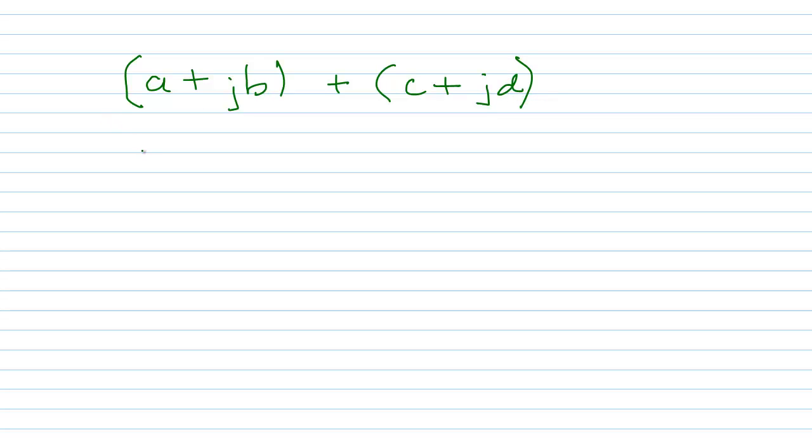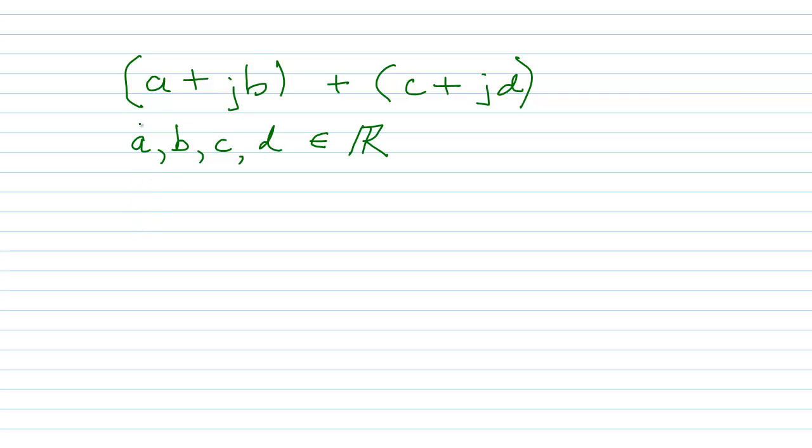Now in this case, A, B, C, and D are all elements of the set of real numbers. That's how we write that, by the way, in theoretical mathematics. A, B, C, and D, any one of them can be any real number whatsoever, positive, negative, or zero. So these are two general complex numbers.